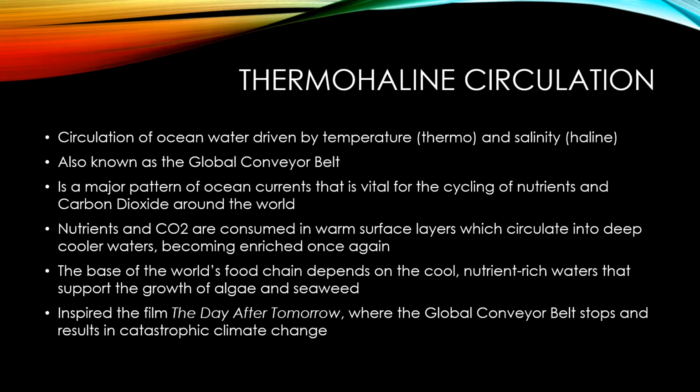Thermohaline circulation is a major global current driven by the temperature and salinity of water. It's often referred to as the global conveyor belt, considering it's vital for life as we know it on Earth, through the cycling of nutrients and carbon dioxide around the world. Nutrients and carbon dioxide are consumed in the warm surface layers, which eventually cool and circulate into the deep, where they are enriched once again and will feed the surface layers as they warm. The circulation of these nutrients provides a base for the world's food chain.